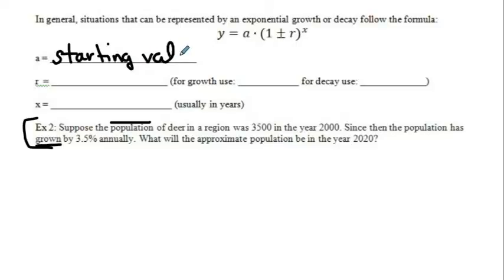So in this case, let's go ahead and build the function for this situation one bit at a time. Suppose the population of deer in a region was 3,500. So my starting value is 3,500 in the year 2000.